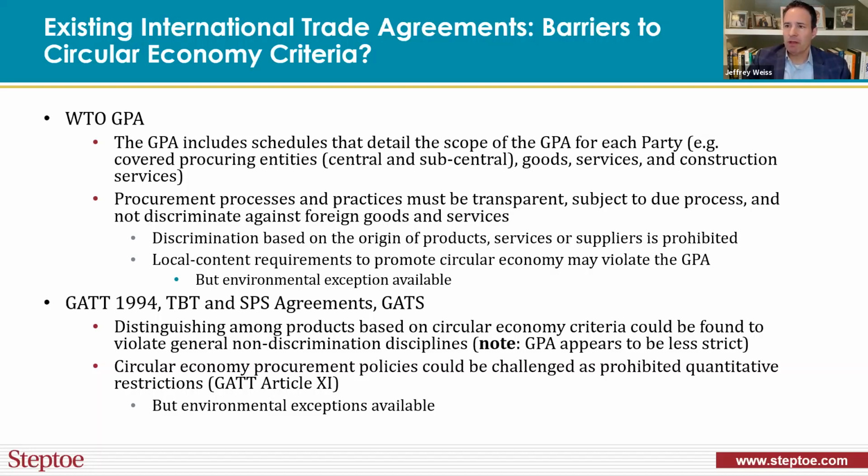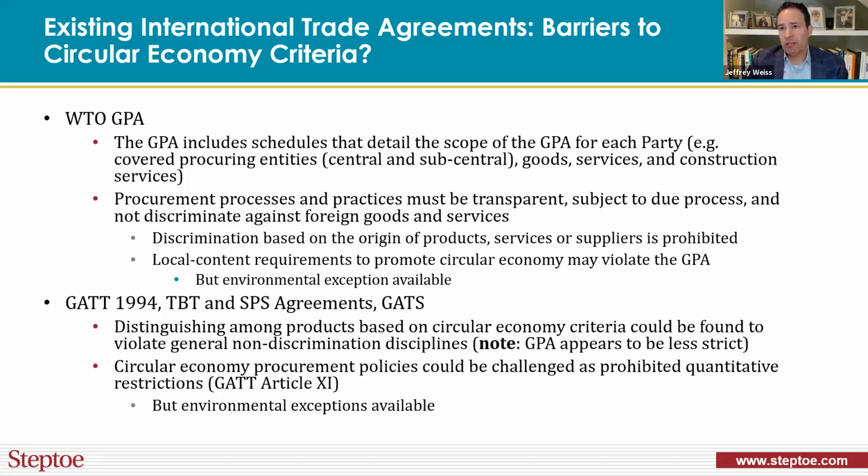And if you look at other agreements in the WTO space, there's a similar structure, but in many ways procurement is more preferable, because if you look at some of these other agreements, if you distinguish among products based on circular economy criteria, it could be found to violate general non-discrimination disciplines. So if you have steel product A, steel product B, one is developed in a more sustainable process than another, it's likely that a WTO panel under one of these agreements is going to say, that's discriminatory, those are the same product. The fact that the process is different for developing it doesn't change the fact that it's the same product. Now, there are environmental exceptions available for that, and so you could qualify anyway.